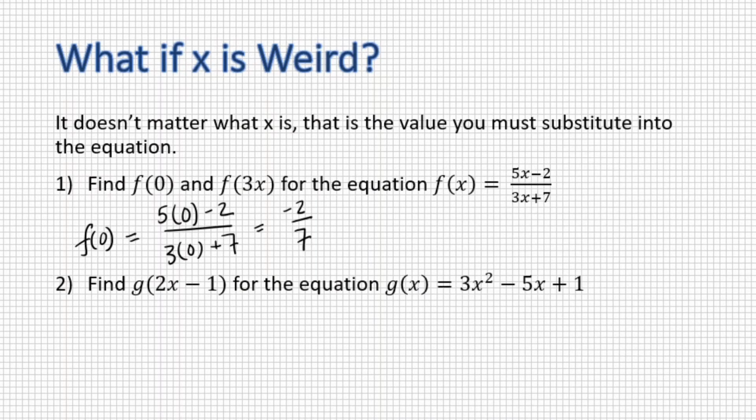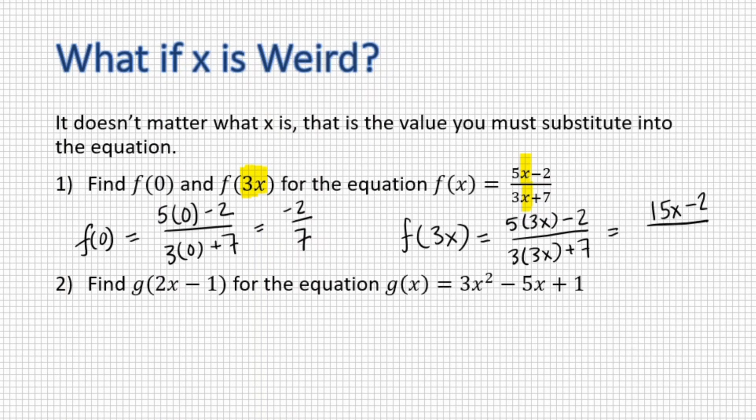If I want to find f of 3x, you just have to be a little careful. You're going to take that 3x and change all the x's, substitute in 3x for the variable x. So f of 3x equals 5 times 3x minus 2 over 3 times 3x plus 7. And we're going to get 15x minus 2 over 9x plus 7. That's fine. That's the answer I'm looking for.